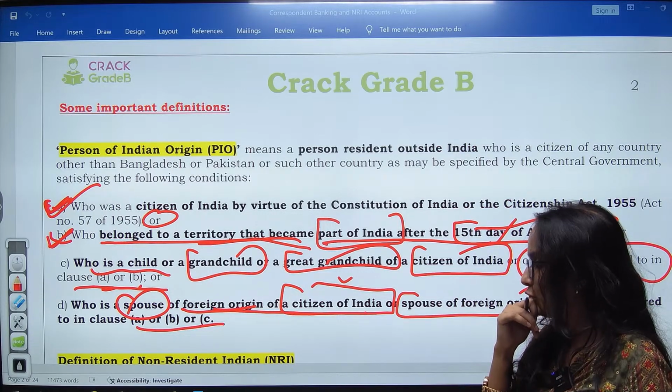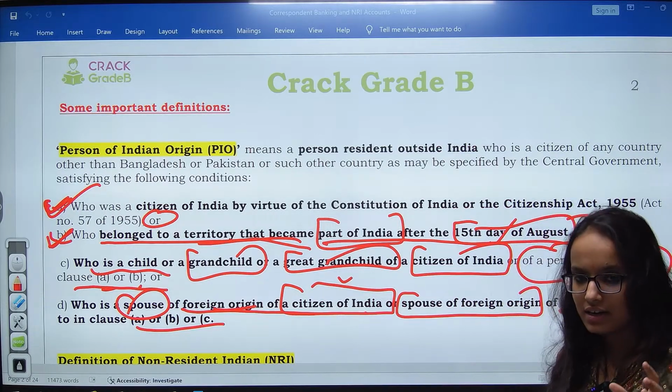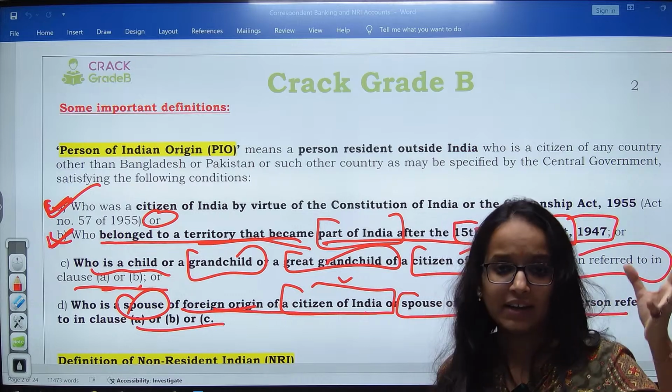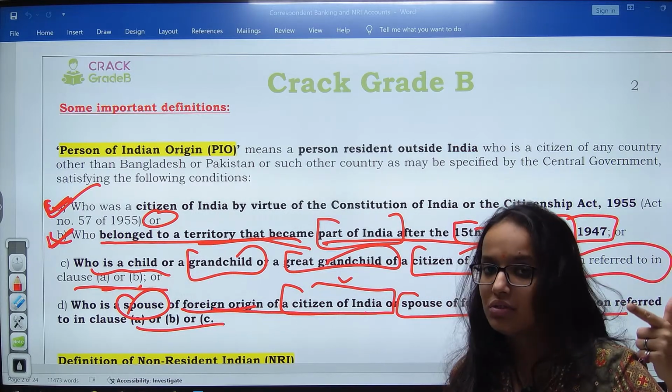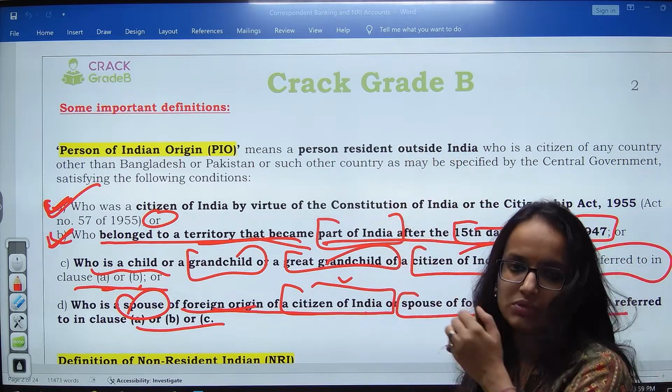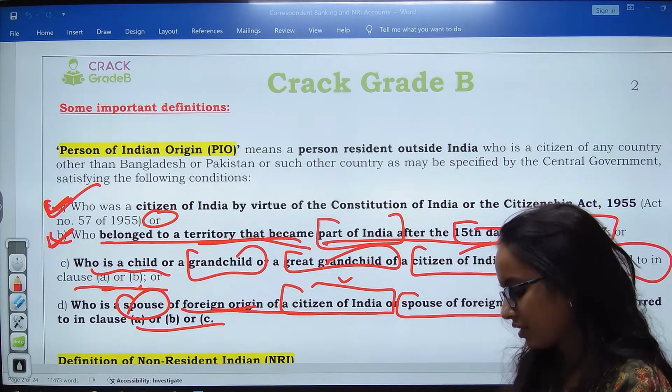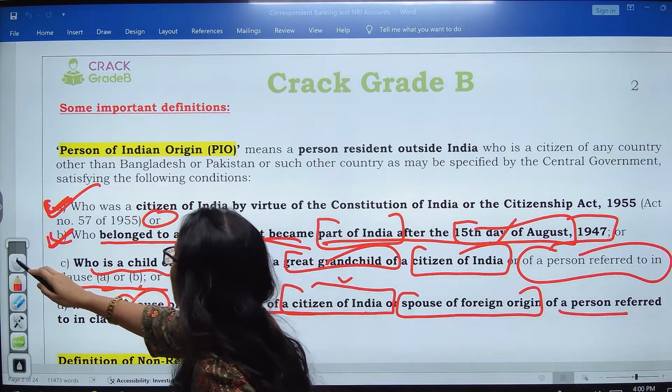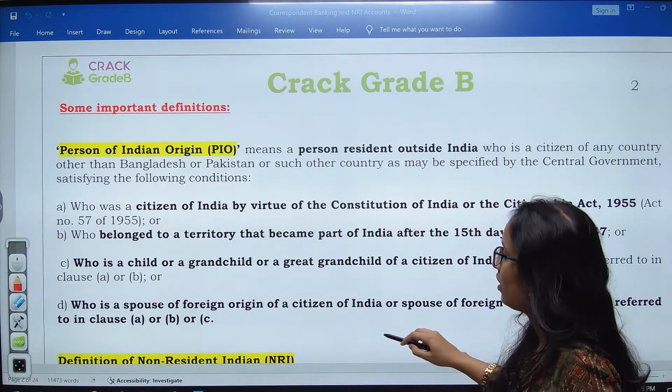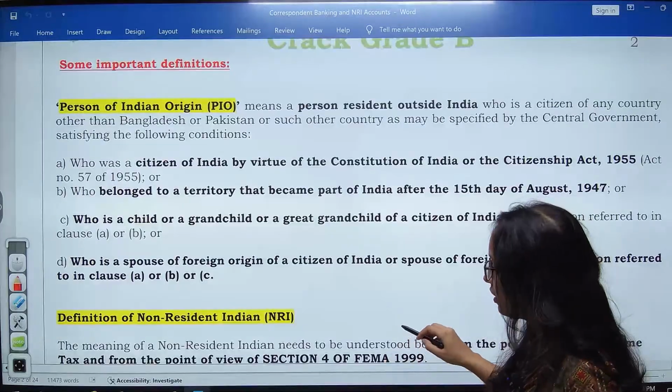So when we classify the NRE accounts or the NRI accounts, you will get to know that these definitions will help you. Now, we have done PIO.